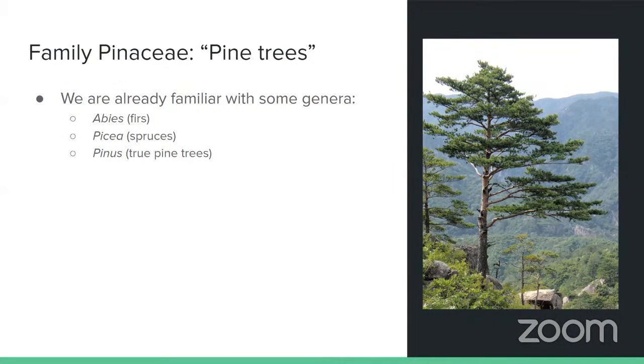Oh, before we do that, I should say that we looked at a lot of examples of conifers in lab the other day, but there are three families you should be most familiar with because they have common names and we see a lot of them around here. Those would be the firs, the spruces, and the pines. Those are the genera Abies, Picea, and Pinus.